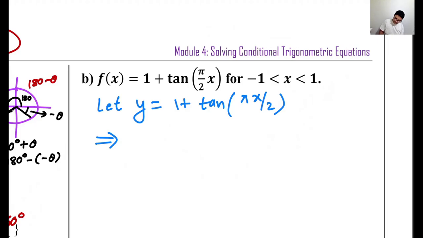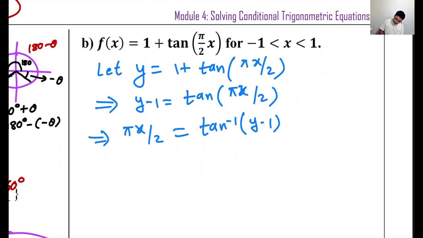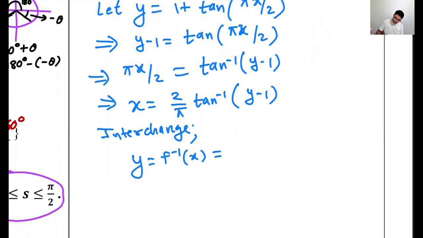And you want to solve for x, you will say y minus 1 equals tan pi x over 2, and then you will say pi x over 2 is tan inverse of y minus 1, and then you will say x equals 2 over pi tan inverse of y minus 1, and you will interchange x and y, so you get y, which is the inverse function now, as 2 over pi tan inverse of x minus 1. Okay, that's the inverse function.